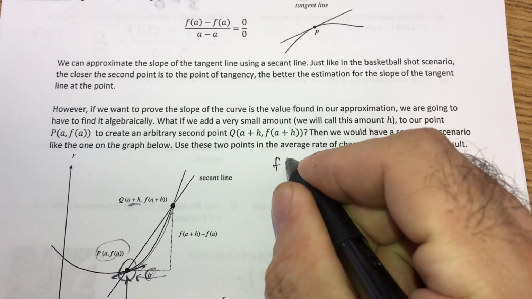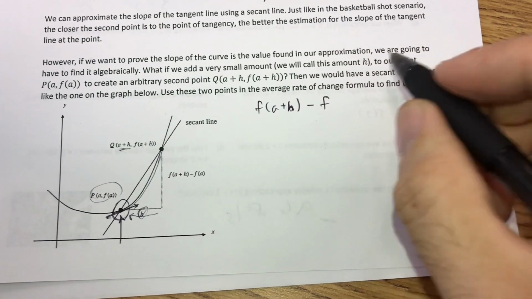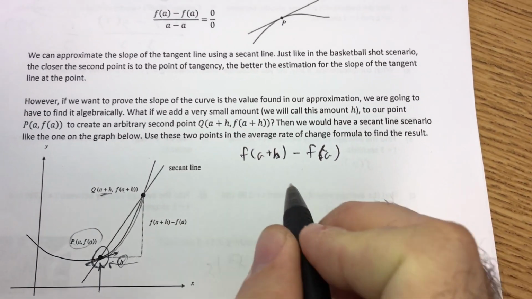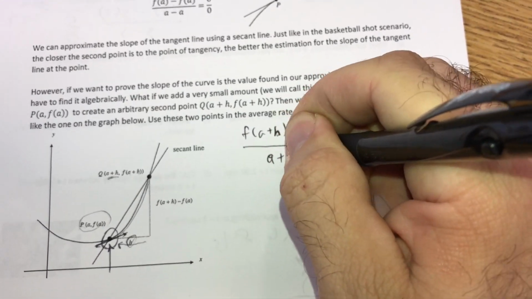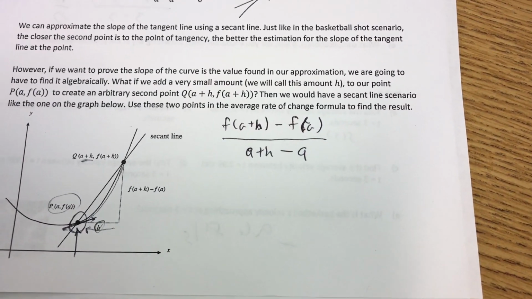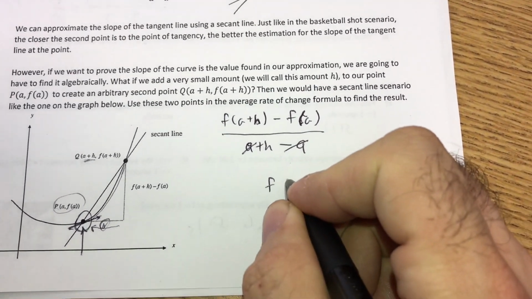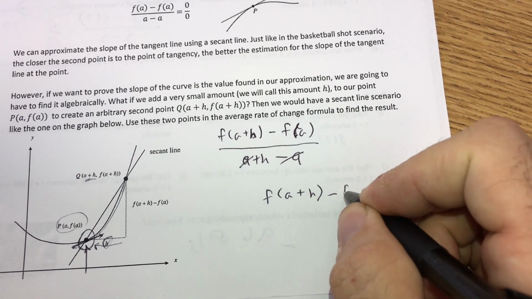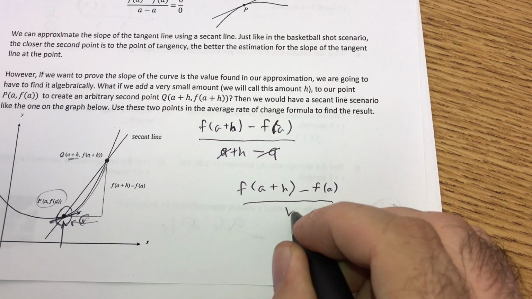So we have f of a plus h, the second point where I'm ending up, minus f of a. And this is all over a plus h minus a. Now let's simplify this. What happens is, well, the a's cancel out, and all I'm left with is f of a plus a little bit more, a plus h, minus f of a. That's all over just h.